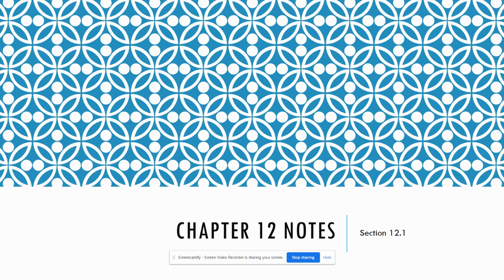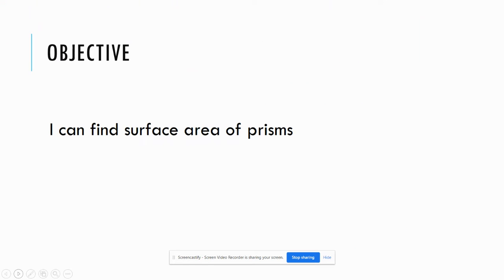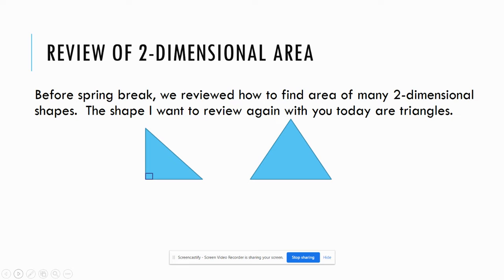Today we're going to continue with chapter 12, and we are going to still look at some surface area of prisms. Now, yesterday we talked about when we had bases that are rectangles and squares. Today we're going to talk about when we have triangles.